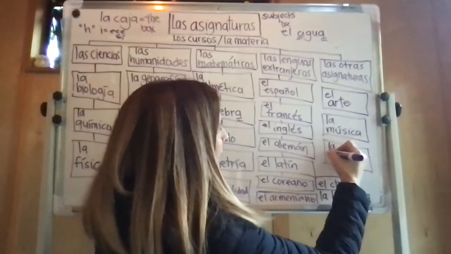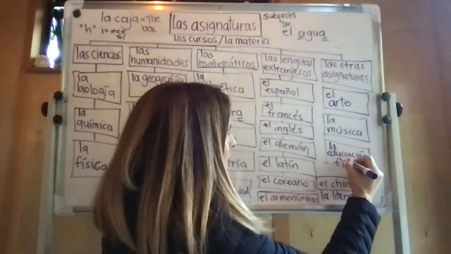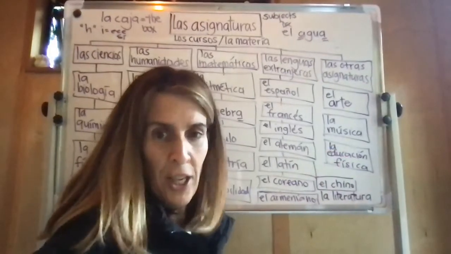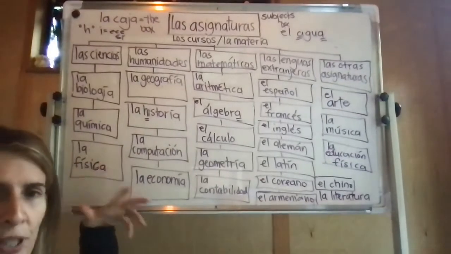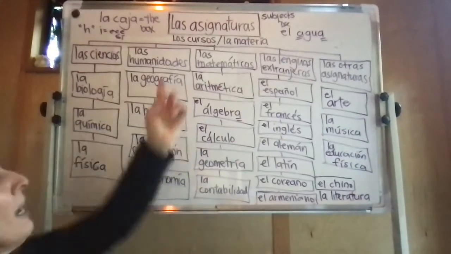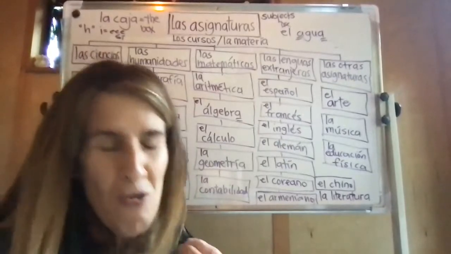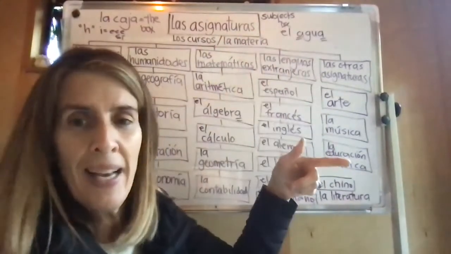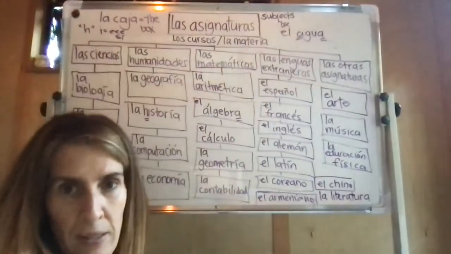And then we have la educación física, physical education. Okay, la educación física, physical education, PE. Okay, so this is the lesson for today. It was just a review of the vocabulary of las asignaturas. I need you to repeat las asignaturas 76 times so that you really memorize how to say it. And then los cursos, la materia, and then all of the different asignaturas and the courses, okay?